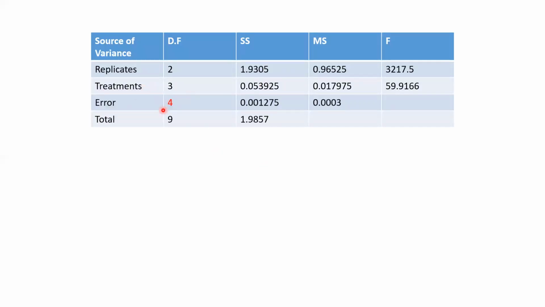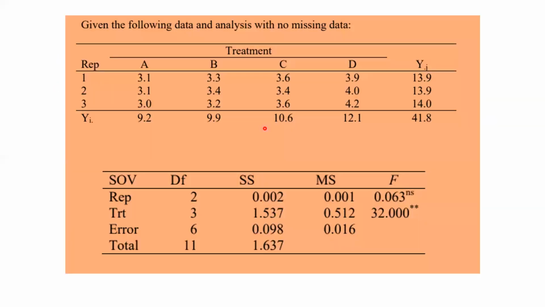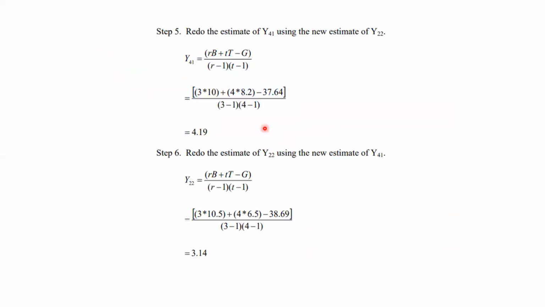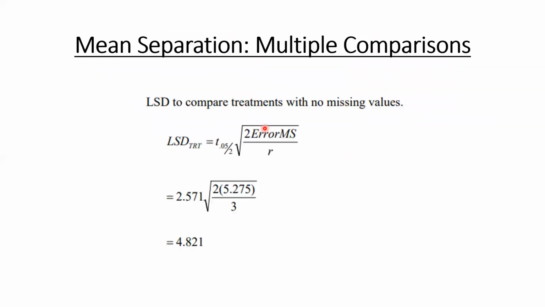The error term is somewhat different here because in the complete case we have altogether 12 observations, but after missing 2 observations, we have only 10 observations in our original case. So 10 minus 1, the total degrees of freedom is 9. After removing treatment and replication degrees of freedom, there are 4 degrees of freedom for the error. So this is the completed calculated table for the missing case. Then you can compare these answers with the original case and draw your conclusions. About the mean separation procedure, I will talk about that later after completing that topic.